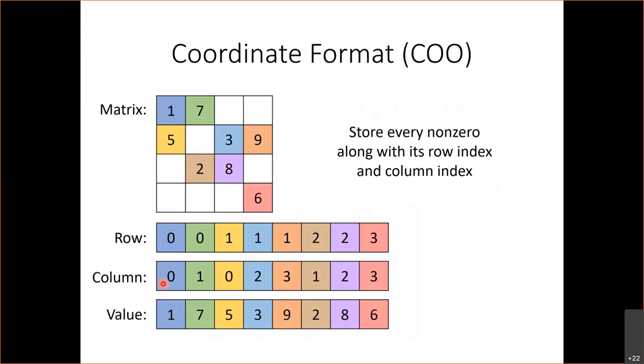So what this says is that the value 1 is at row 0 and column 0. The value 2, for example, is at row 2 and column 1. So when we go to the value 2, we find that it is at row 2 and column 1. Okay, clear? Questions about this format?